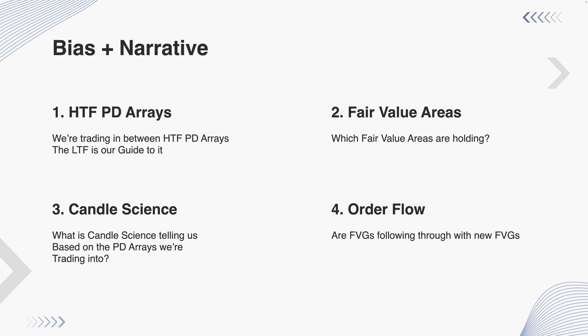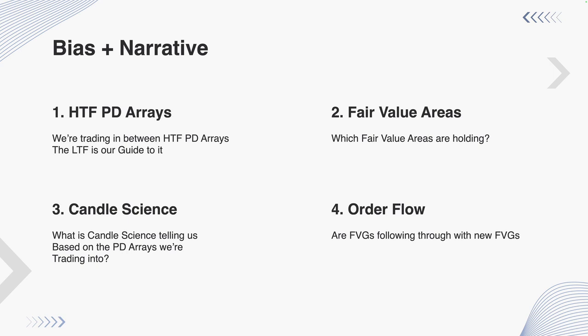The next to that is order flow. The last part is, again, are fair value gaps following through with new fair value gaps? So previous fair value gaps, are they now creating, based on 2 candle rejection, based on the candle signs, a follow through with a new fair value gap? And all those components right there, they will tell us if we want to trade into a certain higher time frame PD array, or if we want to hold off that certain higher time frame PD array. So we need to pay attention to what the lower time frame is telling us. It's our compass, it's our guide right there.